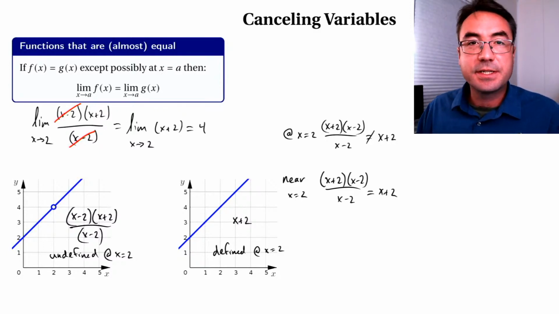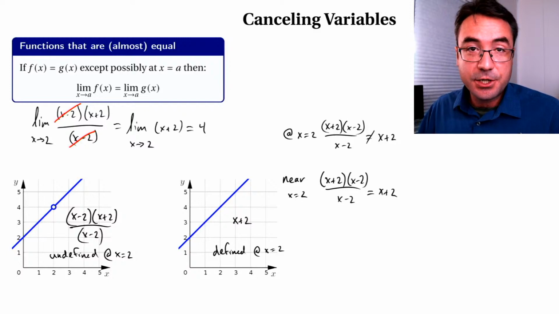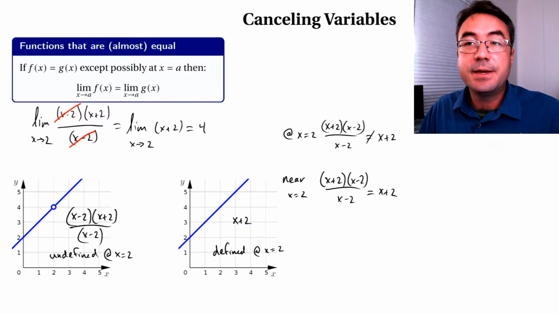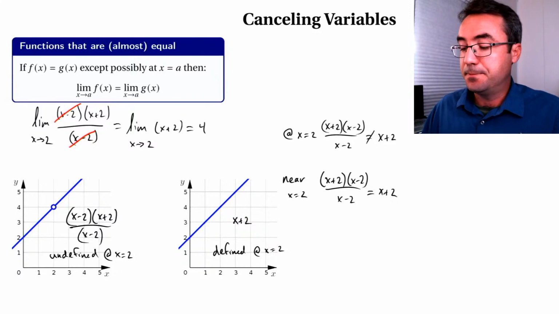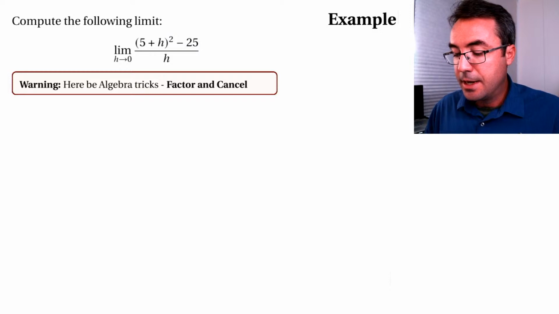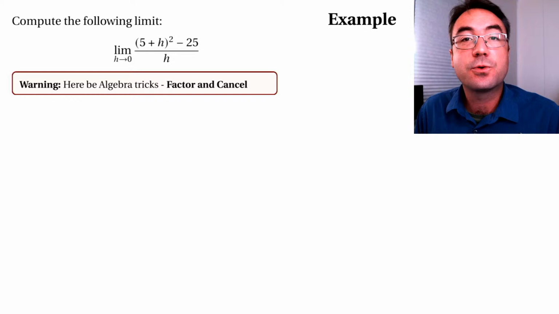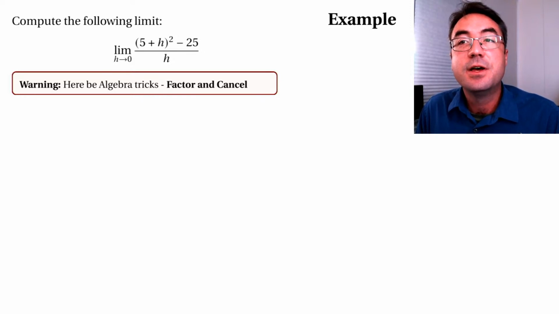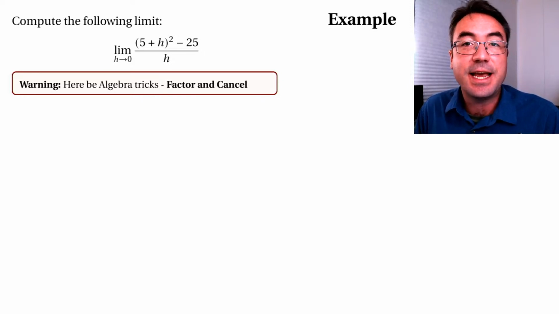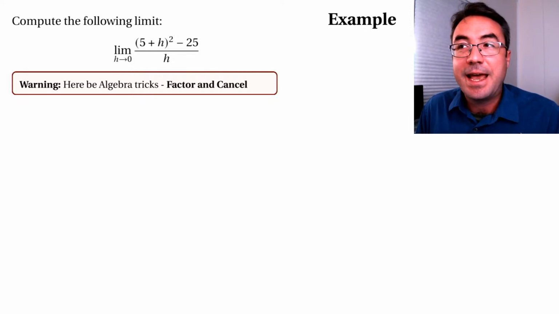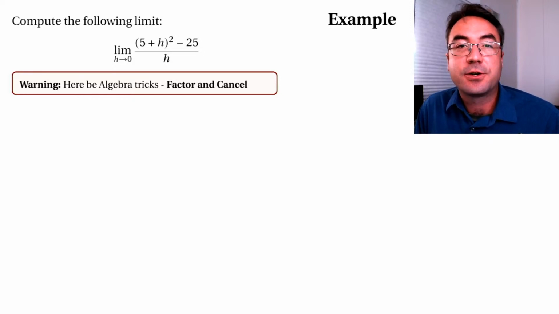All right, so let's try another example. We'll see that it's an indeterminate form. We'll do some arithmetic, we'll be able to cancel eventually, and then it'll be a limit that we can do. So let's look at this example: the limit of (5 plus h) squared minus 25, divided by h, as h goes to 0. And in all these examples, there's going to be some trickery, some algebra tricks. And this is, as we'll see, going to be our factor and cancel method.